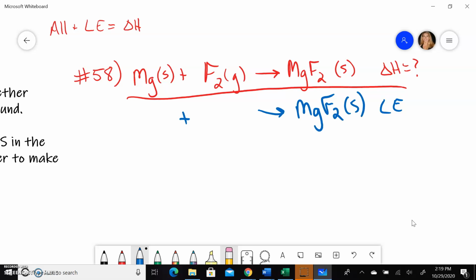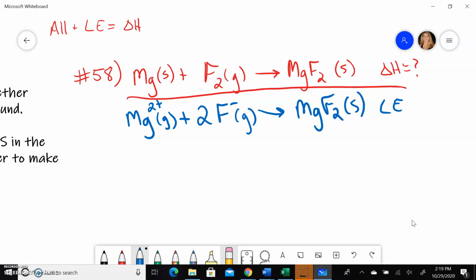But on the left, instead of having the things in their normal neutral states, they're going to be gases and they need to be charged. So magnesium has a +2 charge. We can put a gas. And fluorine is negative, and it's a gas as well. However, in order to balance this reaction, we need a coefficient of 2 for the fluorine right there.